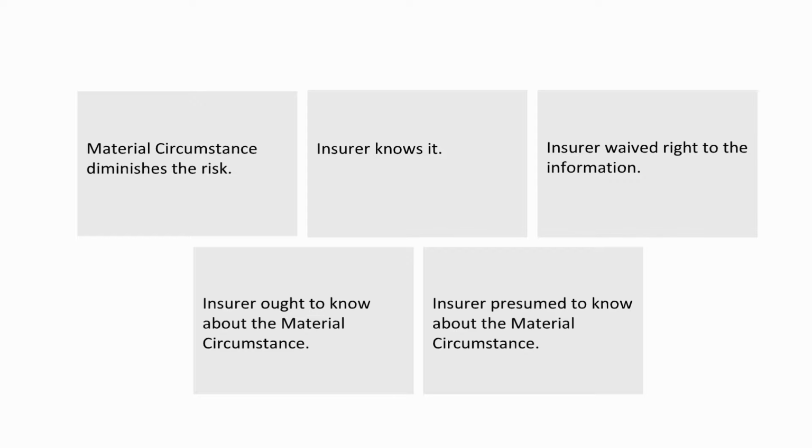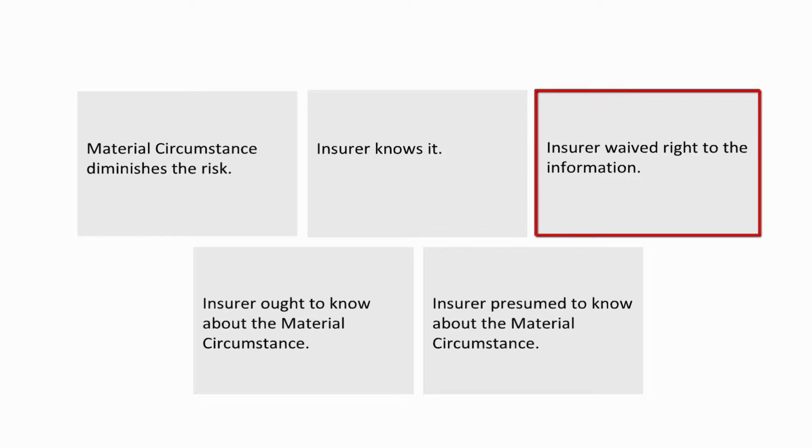The third type of exception is information where insurers waive their right to it. It might have been offered to the insured by, say, the broker, and the underwriter simply has not been interested at the time. They can't change their mind now.